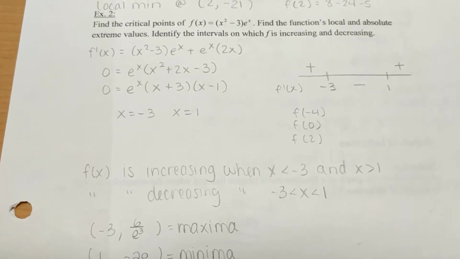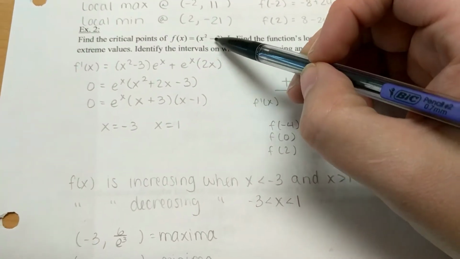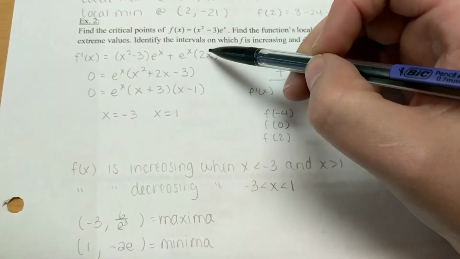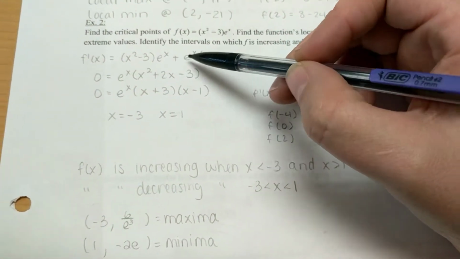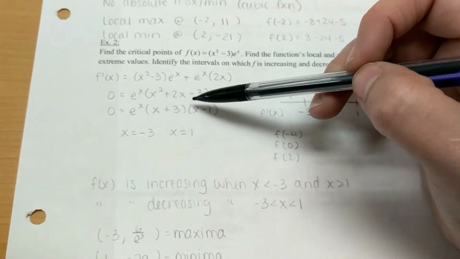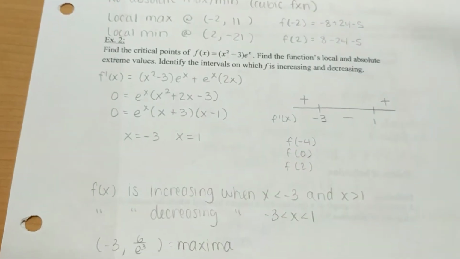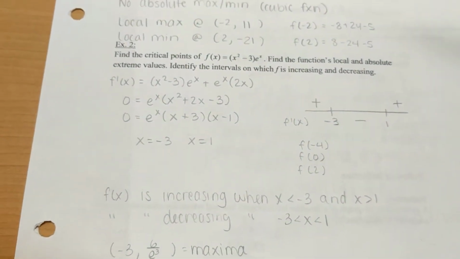All right, so I used the product rule. This is not a chain rule, it's a product rule. First times derivative of second plus second times derivative of first. I factored out an e to the x, and then I had to figure out where this factored function equals 0. You could have used your calculator to graph it as well.